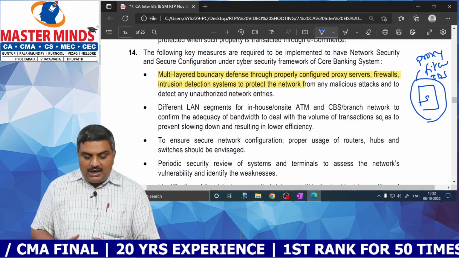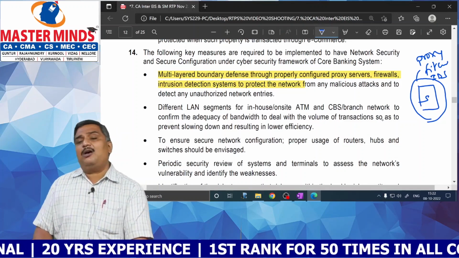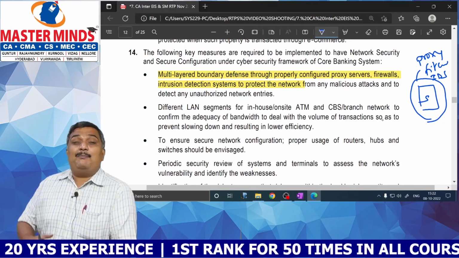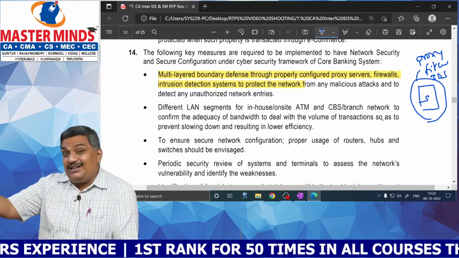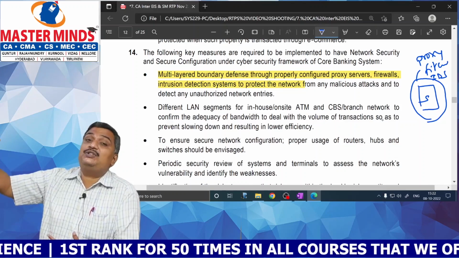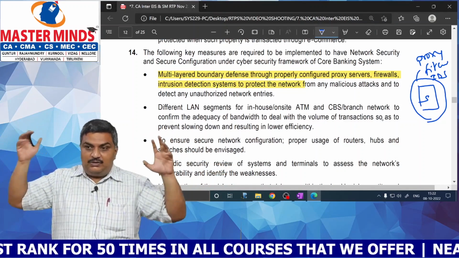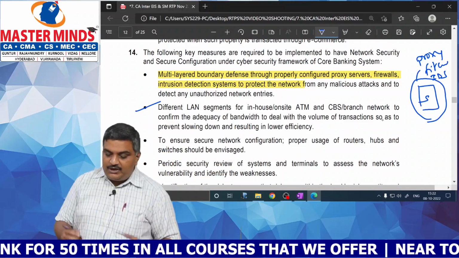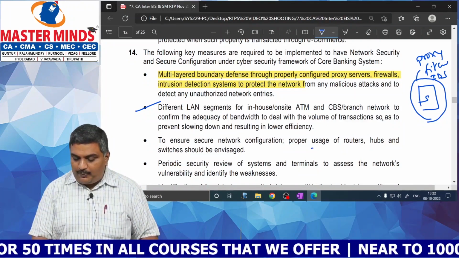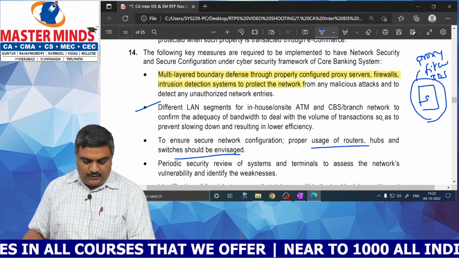And the next one, different LAN segments for in-house or on-site ATM. That is what happens in our banks. For example, the branch network is different, the ATM network is different. Of course, they may use the same server, but they use different types of networks to connect the data. So that is another mechanism. And to ensure secure network configuration, proper usage of routers, hubs and switches. These things should be used properly.